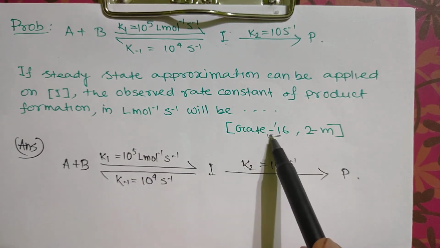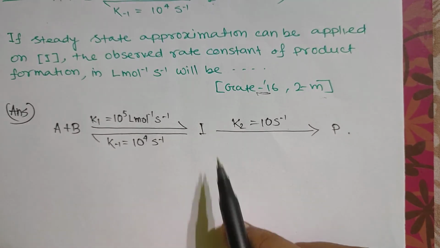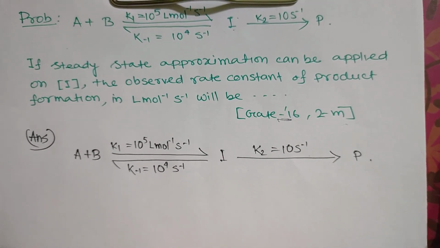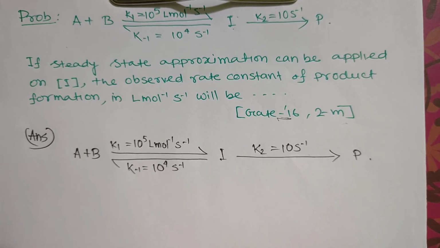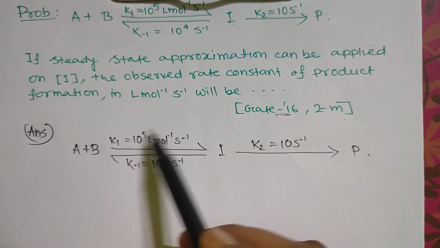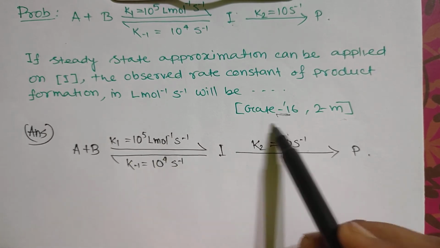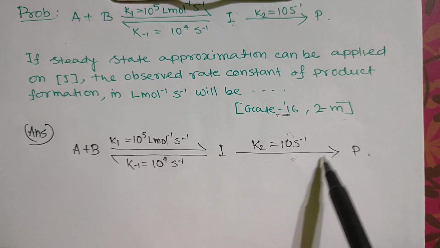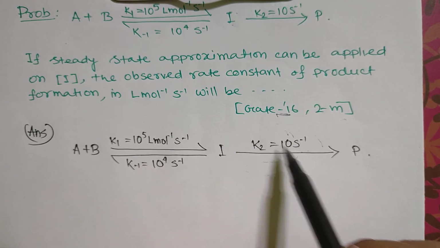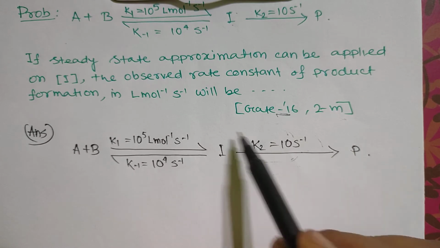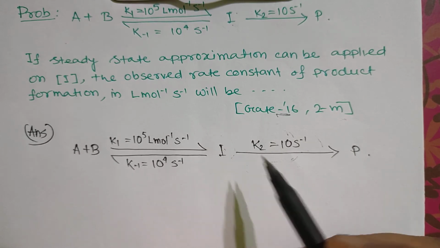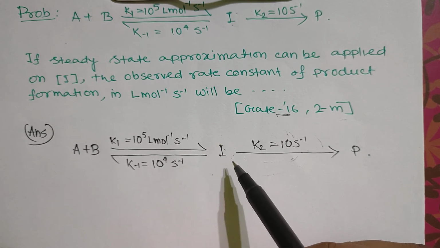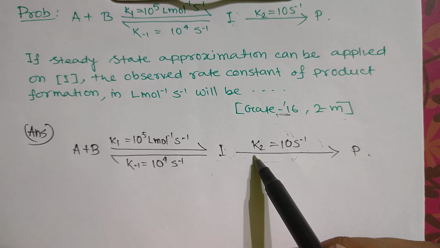This problem carries 2 marks. I have written it again, and this problem is actually easier than the previous one. This is a reversible process, and this will be the RDS, so the rate expression will be written with regard to this step. We will get rate equals dP by dt equals K2 into I. This is the intermediate, so with steady state we will write di by dt equals 0. From there we will get the concentration of I and put that in the rate expression.